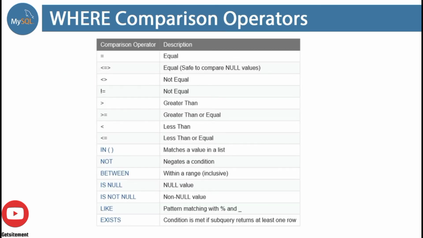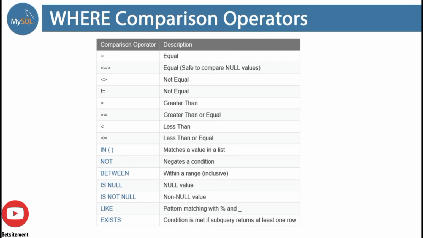Let's see what comparison operators we have to make the condition. You can see our first comparison operator is equal, and our next comparison operator is also equal. It is safe to compare null values, and we have two not equal signs. Next you can see the greater than sign, then the greater than or equal sign, less than sign, less than or equal sign. Then we have the in operator, not operator, between operator, is null operator, is not null operator, like operator, and exists operator. We will explore all of these operators in our upcoming videos.